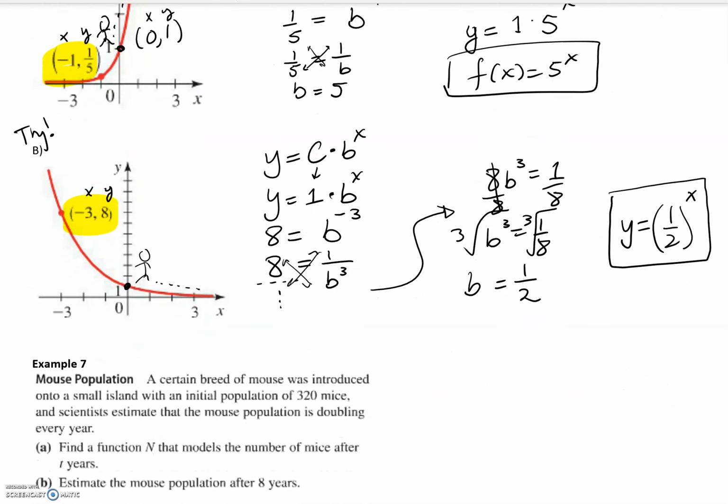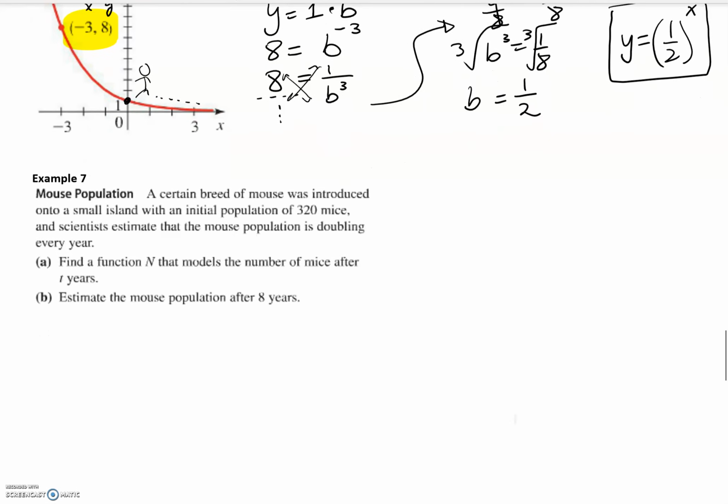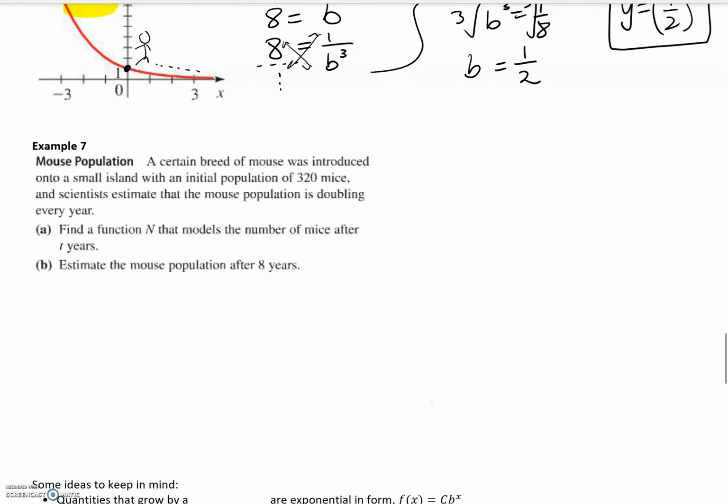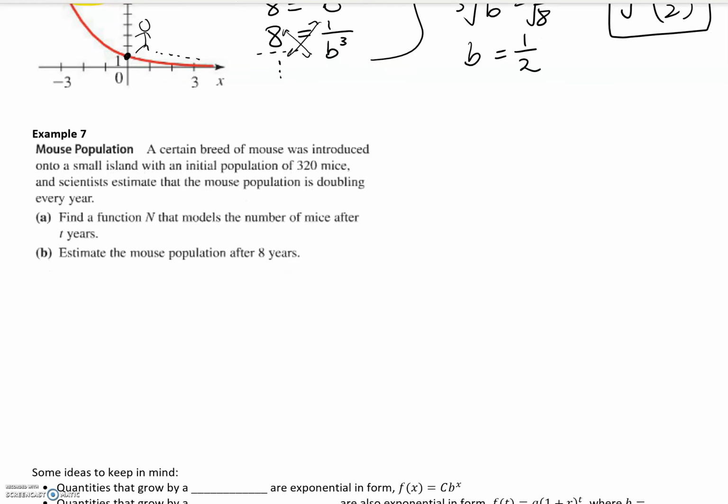Let's go look at example 7, which is an application problem. It says a certain breed of mouse was introduced onto a small island with an initial population of 320 mice. So we know the initial amount, which is our c value. And scientists estimate that the mouse population is doubling every year. So it's doing that thing where as we move to the right, you keep multiplying by 2. Find a function n that models the number of mice after t years.